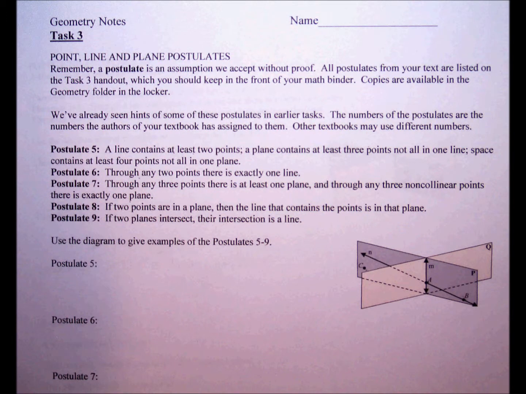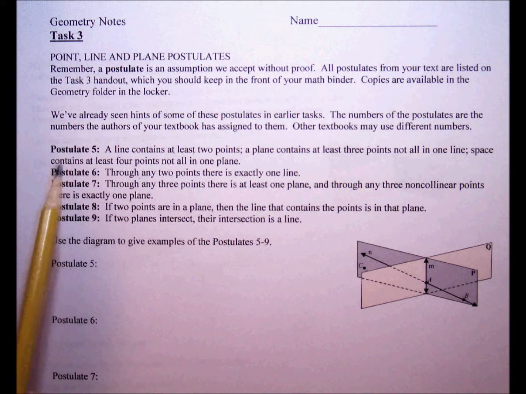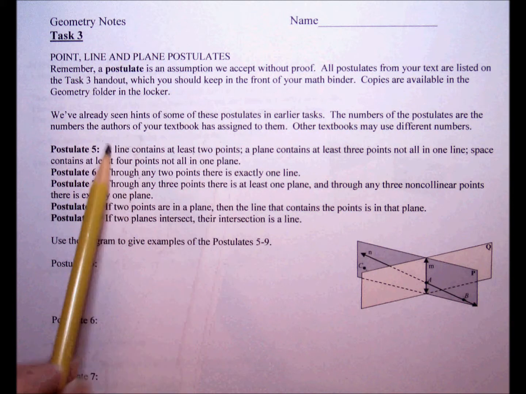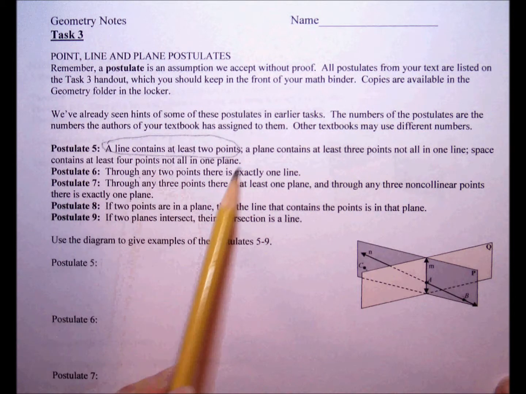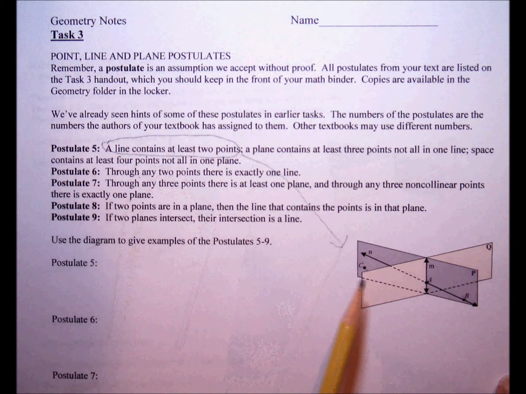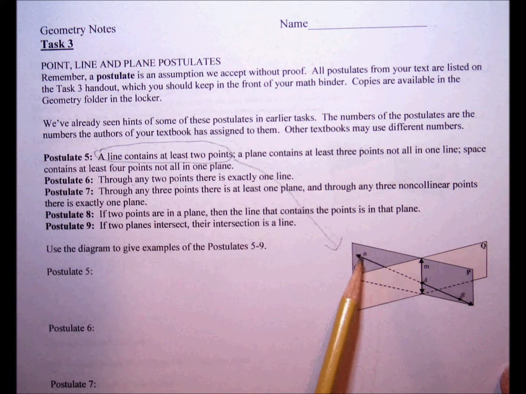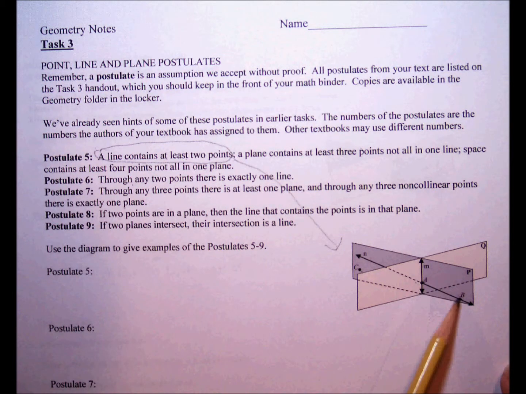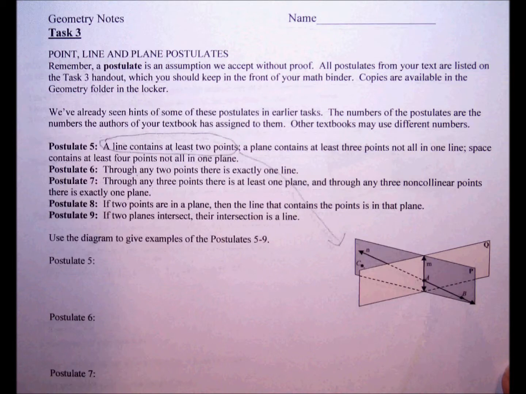Okay, so we've already discussed what a postulate is, and I've also explained to you that generally postulates are common sense. So let's take a look at postulate 5. A line contains at least 2 points. Let's take that piece of postulate 5 and go down to our drawing. There is a line N in our drawing, and it does have points A and B on it, so it does contain at least 2 points, namely A and B. So there's our example.